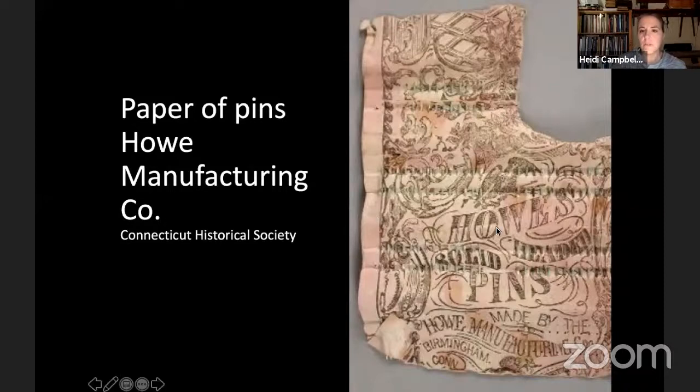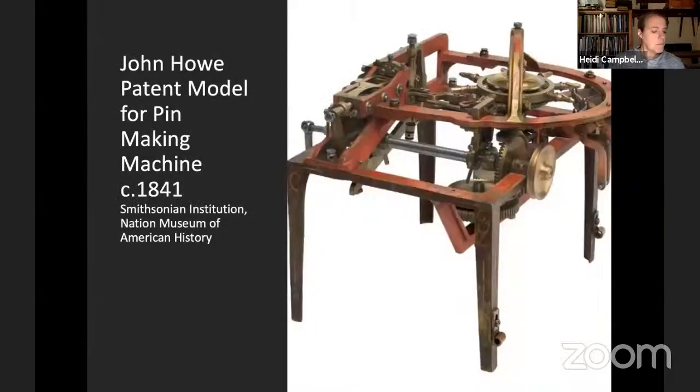And this is not a terrific picture of a paper of pins because of the pattern that you see on the front. You can see these are Howe's pins. But you see these little dashes here. These are the bits of the pins that you can see coming through the other side of the paper. This is one of the patent models for the pin making machines that Howe came up with in the 1840s, continuing to improve upon pin making in the United States.